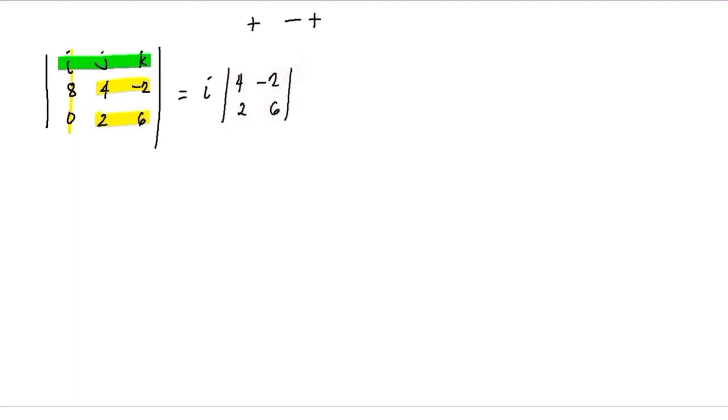And for the j, that's negative, since j is in the second column, we will be using this 8, 0, negative 2, and 6. So we have here 8, 0, negative 2, and 6. And we have here plus k.